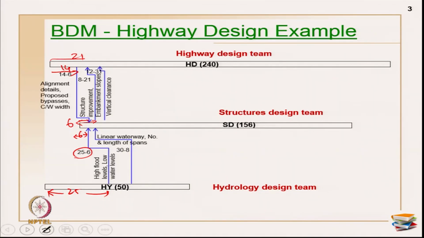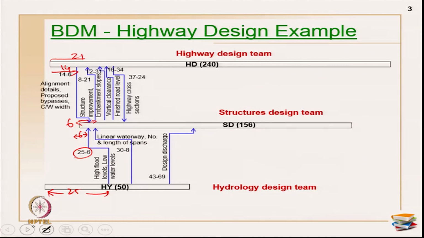Then after some time, the structures design team releases vertical clearance to the highway design team. Then the finished road level is at 1634. Then the highway design team, after getting all the inputs, releases highway cross sections to the structures design team. Then design discharge is released from the hydrology design team to the structures design team.